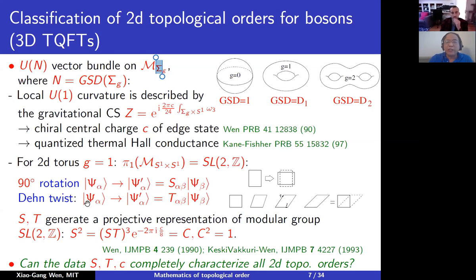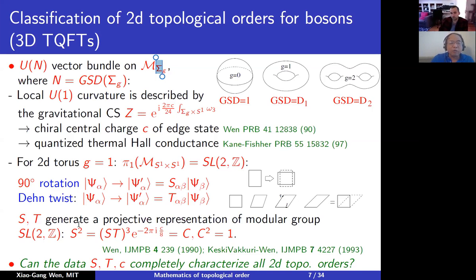And there's a Dehn twist. We can shear deform this torus from a square to a sheared parallelogram. But this particular sheared parallelogram and the square again differ by a coordinate transformation, and so that gives us another pi one element. This gives us the T matrix. And this S and T generate the modular group SL(2,Z). So S and T have this relation.